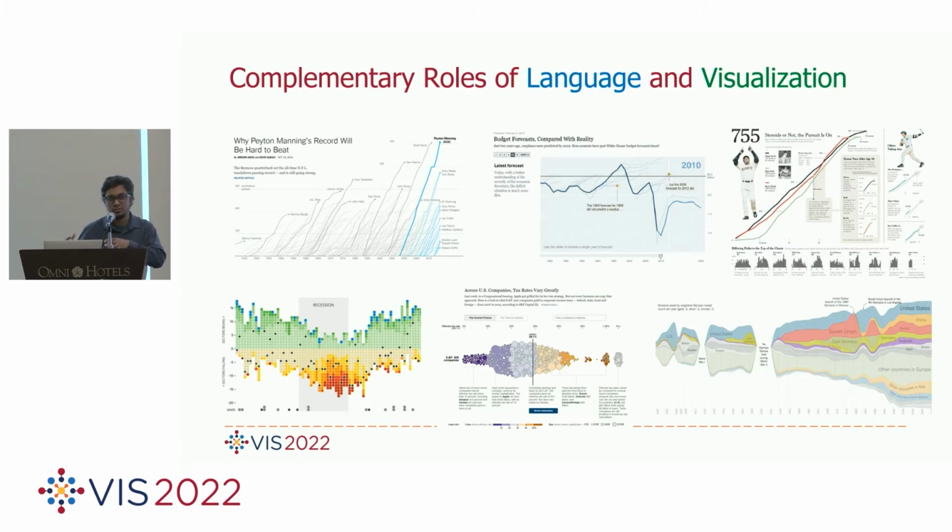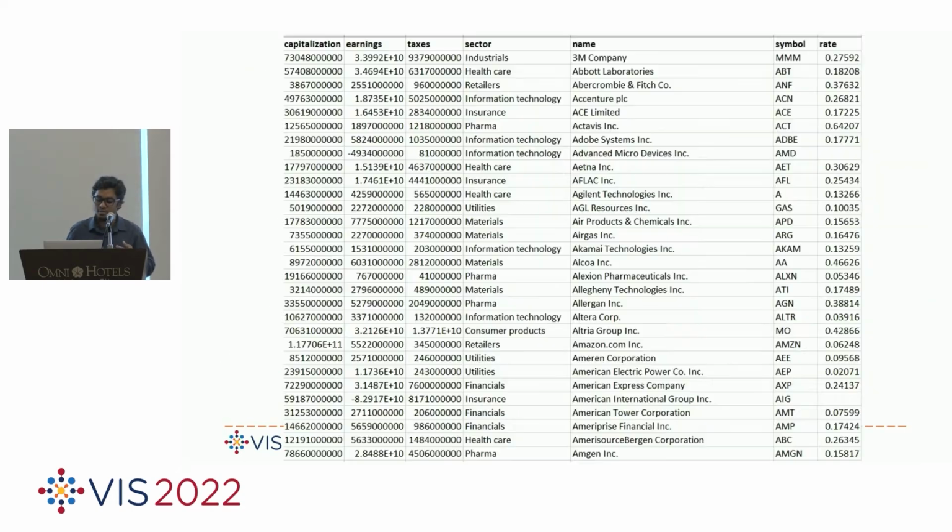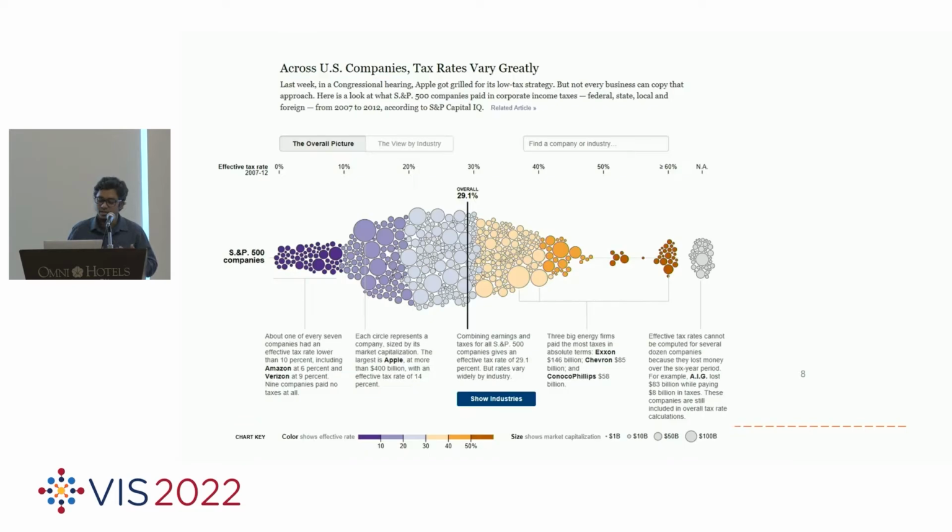While visualization is a very powerful tool for quickly understanding visual patterns, trends, and outliers, language can actually explain those patterns, trends, and outliers and provide additional context. So let's have a look at one of these sample visualizations to further illustrate this point. This is a chart from New York Times. If you look at the raw data, it's very hard to find any interesting patterns or trends. But instead, if we visualize that in this chart, then some interesting patterns start to emerge.